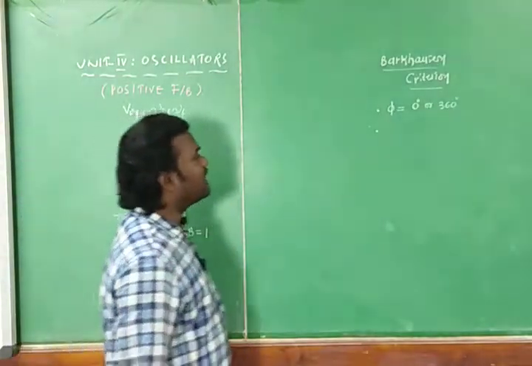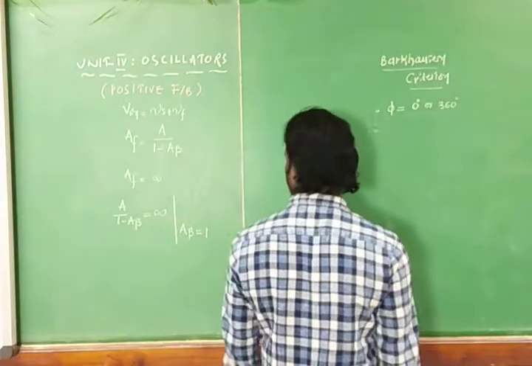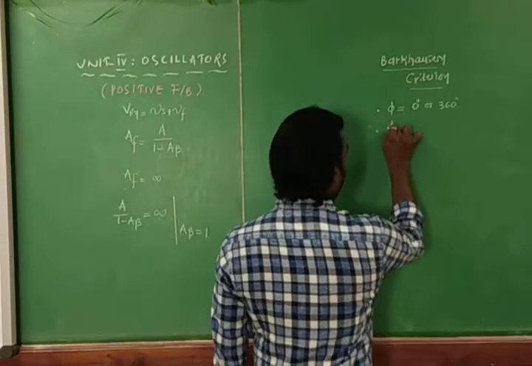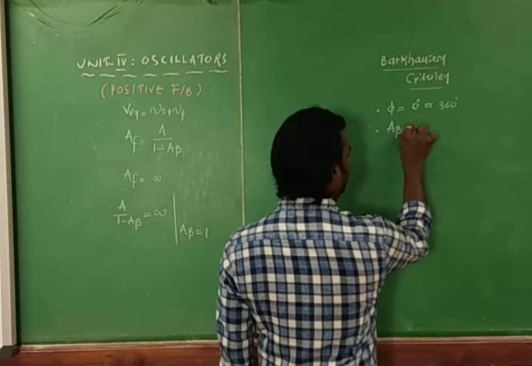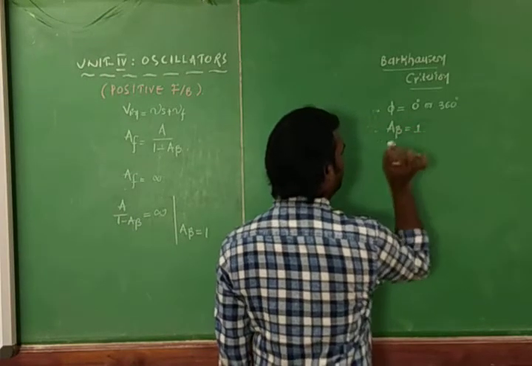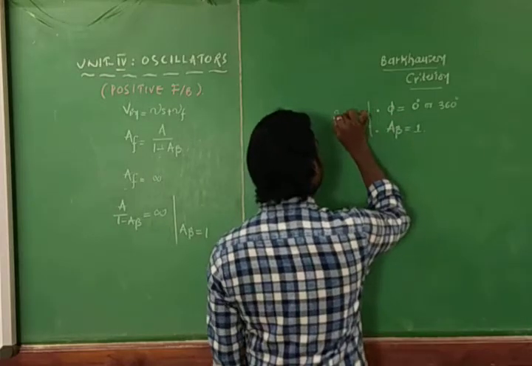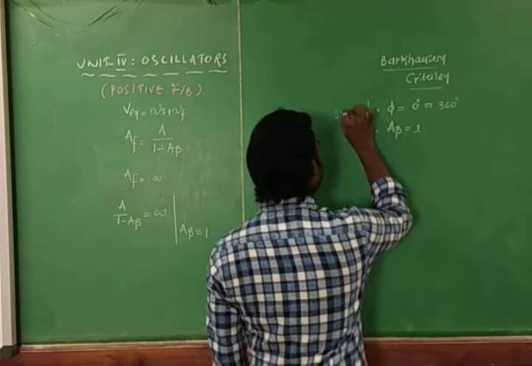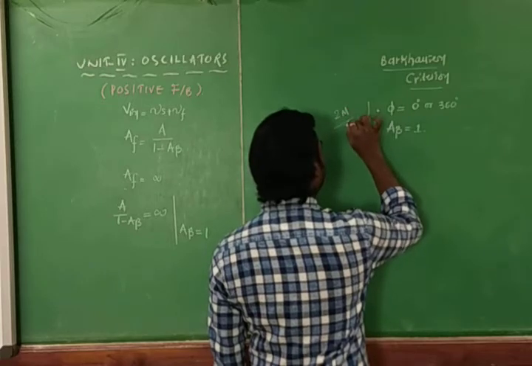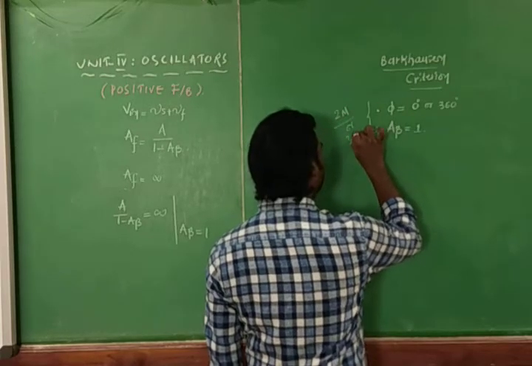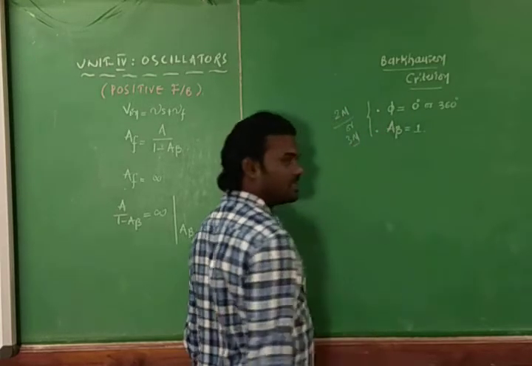So the second condition in the Barkhausen criteria is that A beta is equal to 1. These two combined are called the Barkhausen criteria. This is a compulsory question which will be asked in the exam for 2 or 3 marks. It is the Barkhausen criteria.